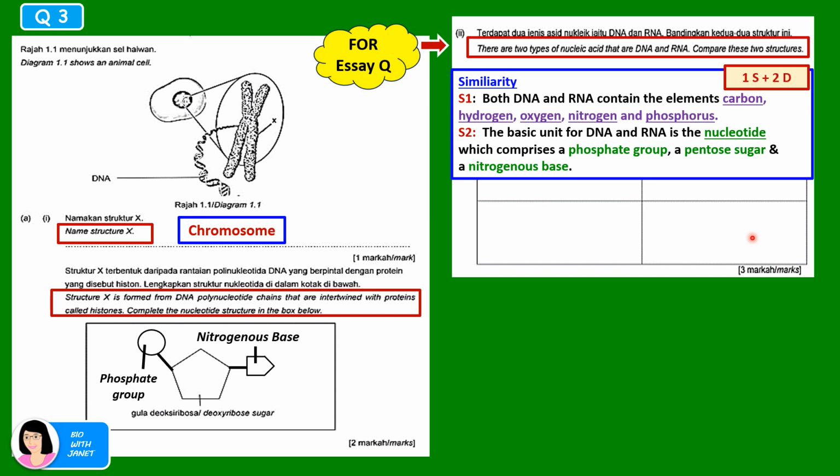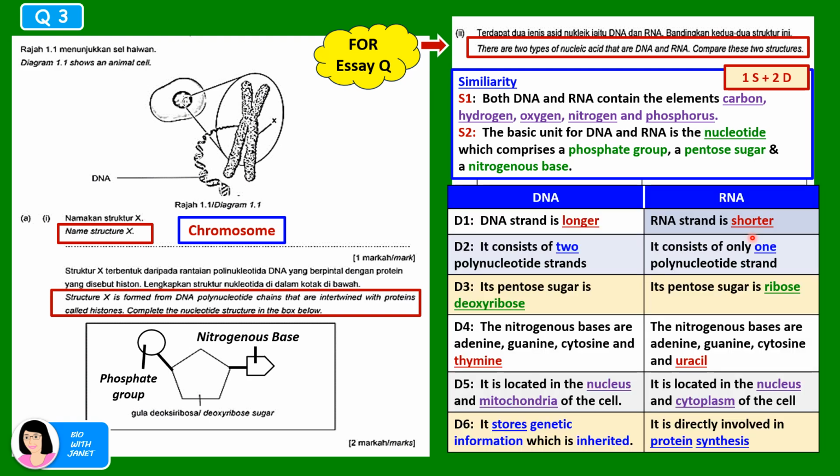Okay. Now next, let's go on to the differences. You need 1 similarity and 2 differences for this answer. There are many differences. Let's just go through, and this can also come out in the essay question, this whole thing on the similarities and differences. So you can copy this down into your notebook as part of the revision. The differences and similarities between DNA and RNA. Number 1, DNA strand is longer and RNA strand is shorter. Number 2, DNA consists of 2 polynucleotide strands, but RNA consists of only 1 polynucleotide strand. Number 3, DNA has a pentose sugar, which is deoxyribose, but RNA has a pentose sugar, which is ribose.